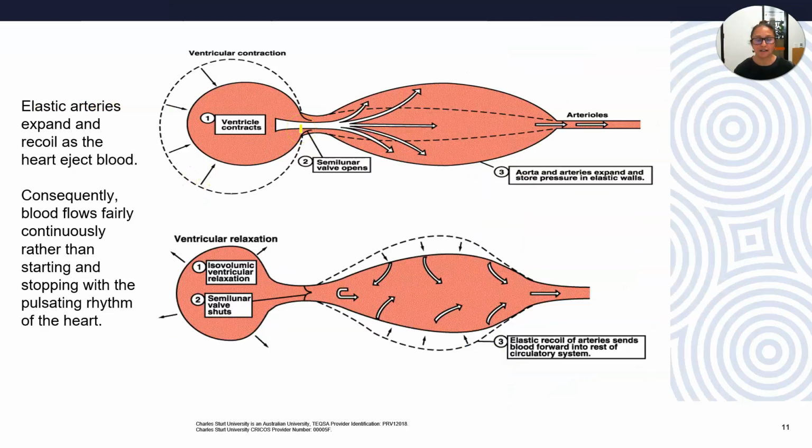And the reason why we need lots of elastin in there is because when you push blood into these arteries, you want them to expand, but you also want them to recoil. So they need to have a little bit of give. Because they are sitting so close to the heart, they're going to get waves of blood. So we need them to be able to expand and recoil without breaking. That's the whole point.